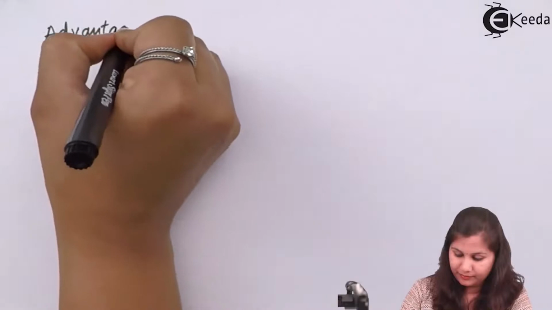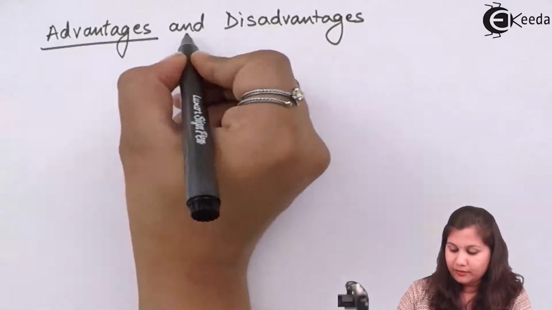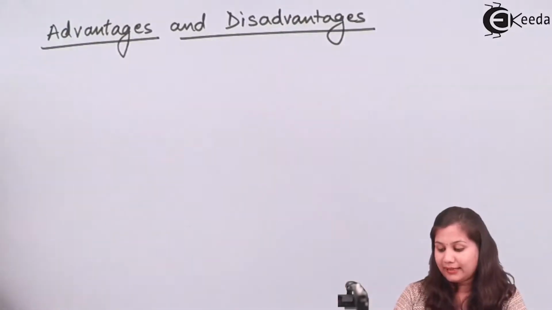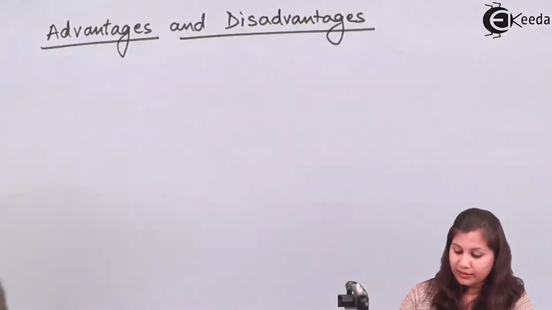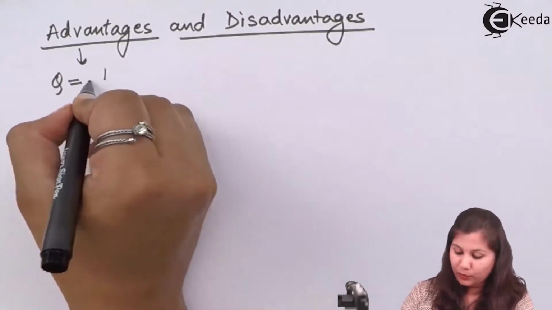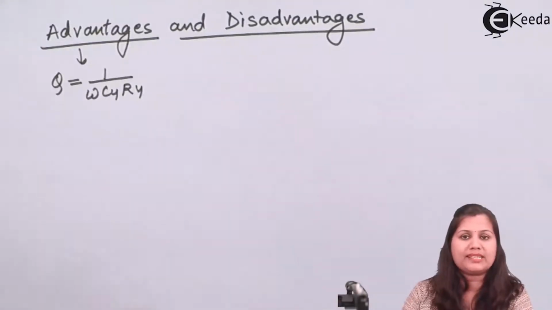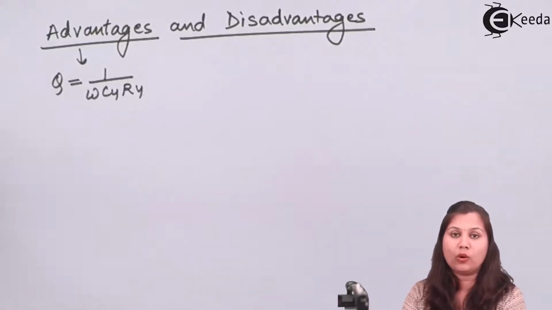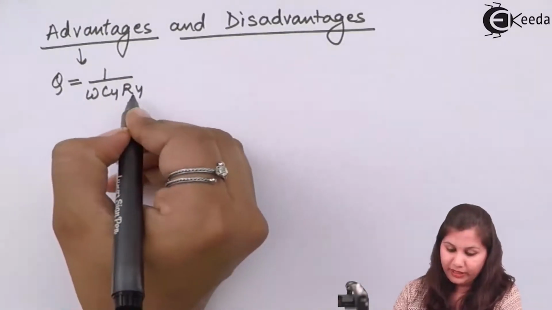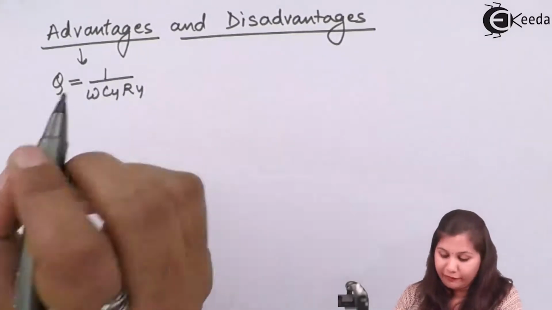Now coming to the advantages and disadvantages of the Hay bridge. The advantage is that if you see the expression for the quality factor, it was 1 upon omega C4 R4. So this bridge gives us a very simple expression for calculating the quality factor. If we know C4 and R4, we can easily put their values here and calculate the quality factor.